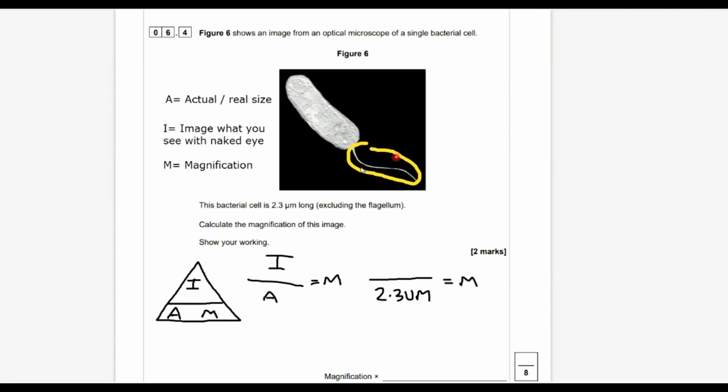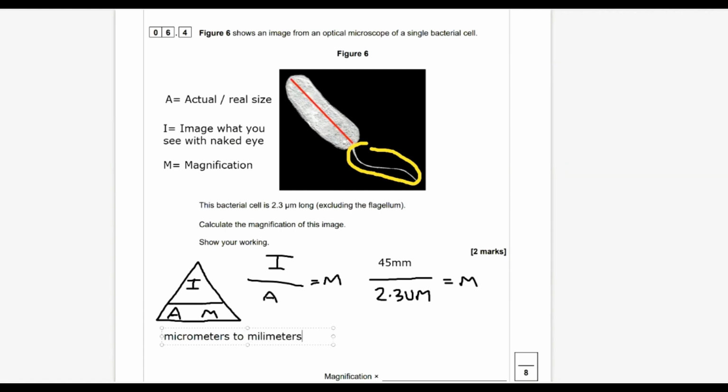So where do we get our image? We have to actually measure across the middle of the bacteria lengthways. So from tip to tip, longest part. And if I measure this, this turns out to be 45 millimeters. So now the issue is that the micrometers and the millimeters are not the same unit. So I have a choice. I can either turn the micrometers to millimeters, or I can turn the millimeters to micrometers.